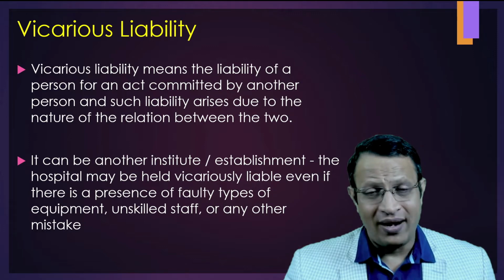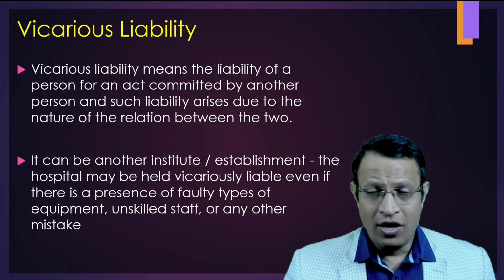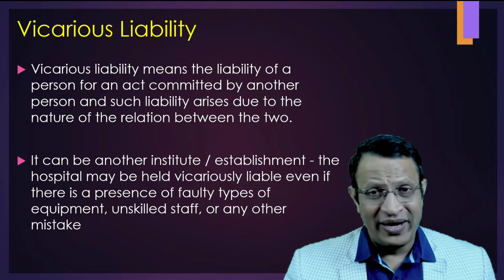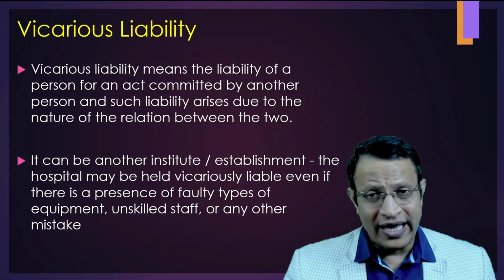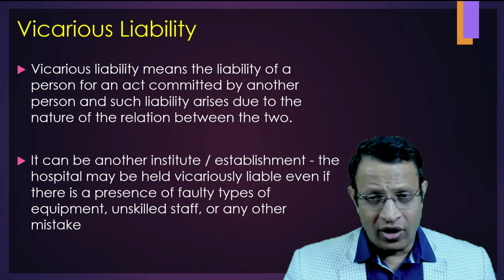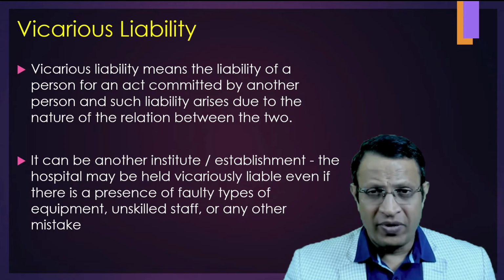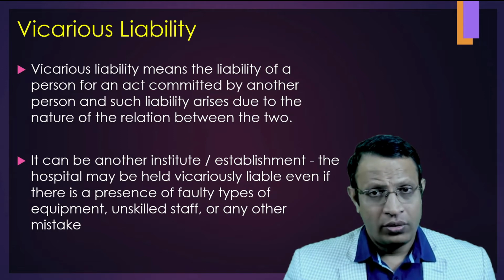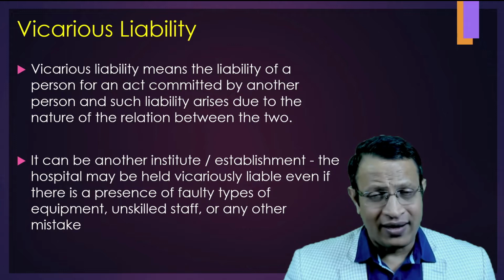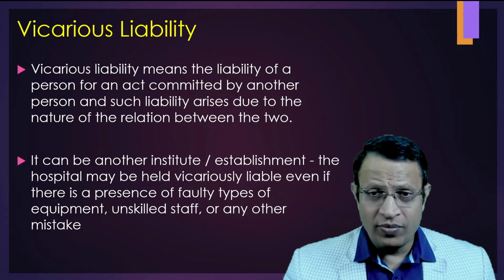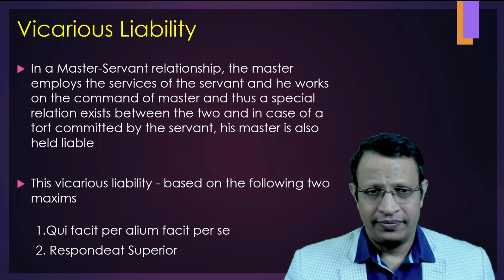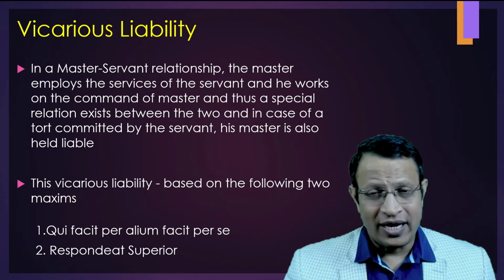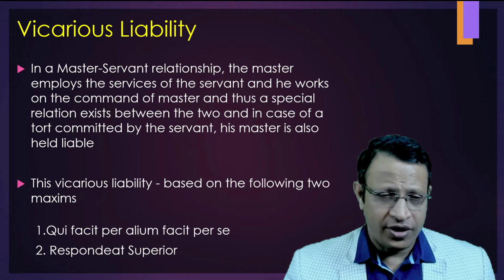the hospital may be held vicariously liable for the mistakes or the medical negligence done by their staff, or the faulty techniques or faulty equipment or the structures, the way they have built, or the facilities they are providing. Although the establishment may not be directly responsible, it is responsible through agents such as employees of the hospital. And it also comes under the master-servant relationship.